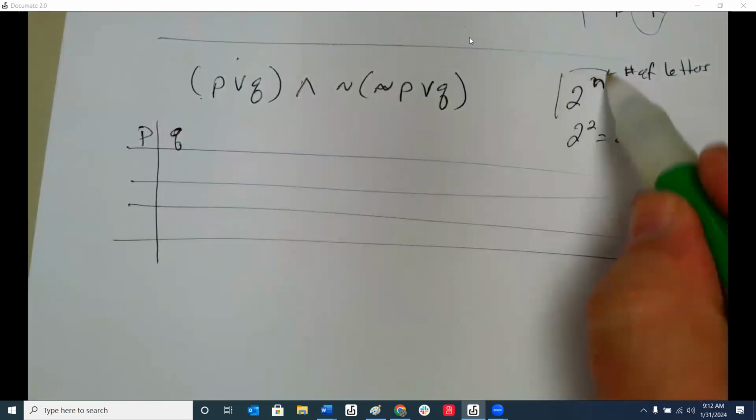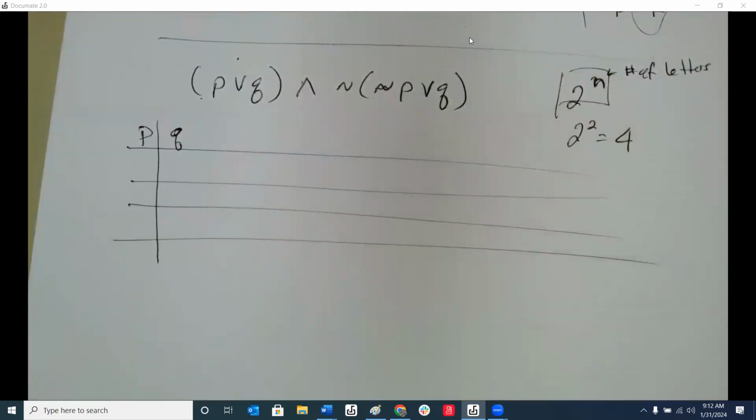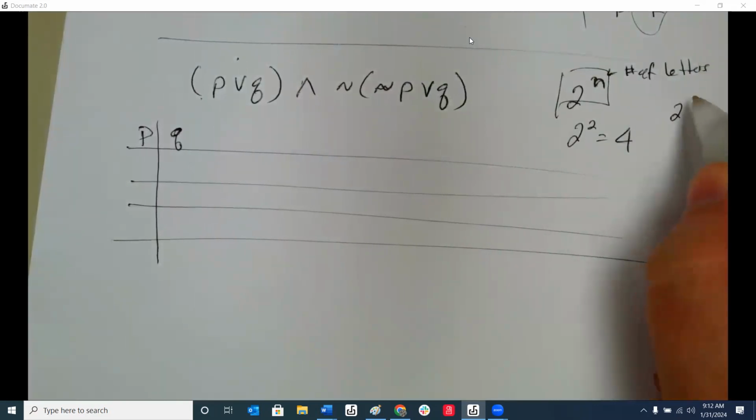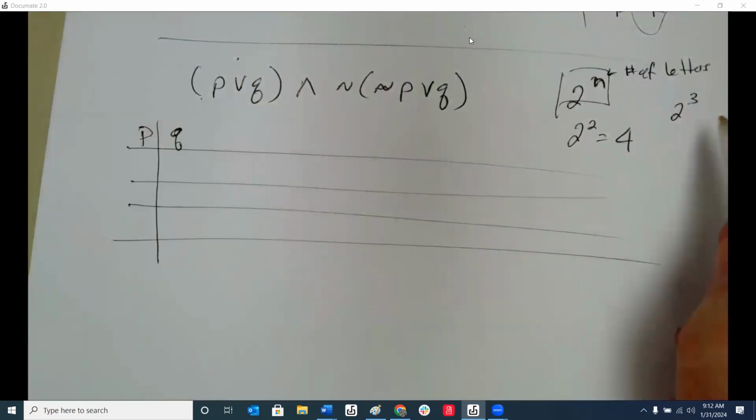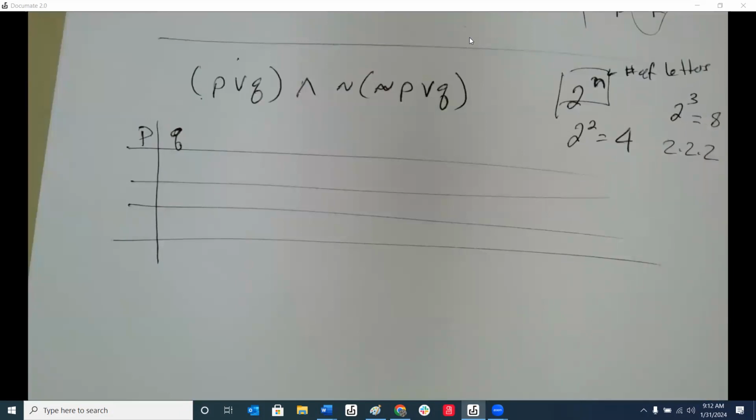This is the formula for the number of rows. If I had three letters, P, Q, and R, how many rows would I need? 2 times 2 times 2.